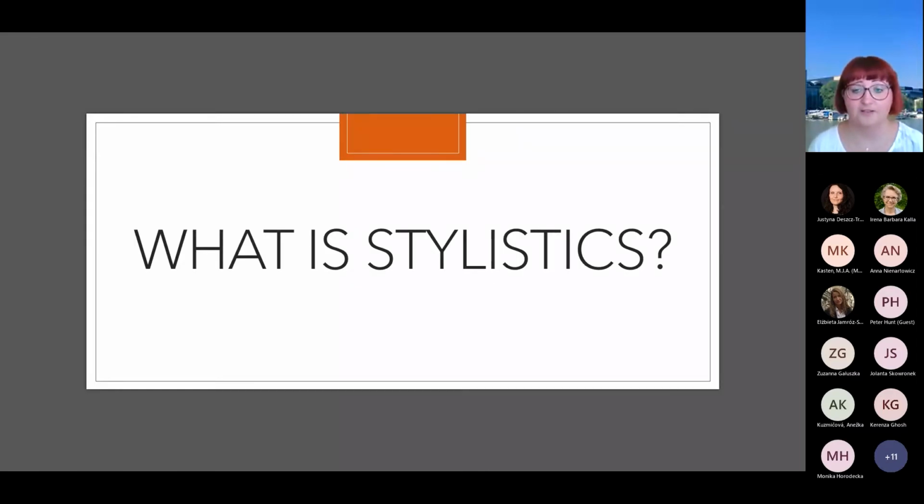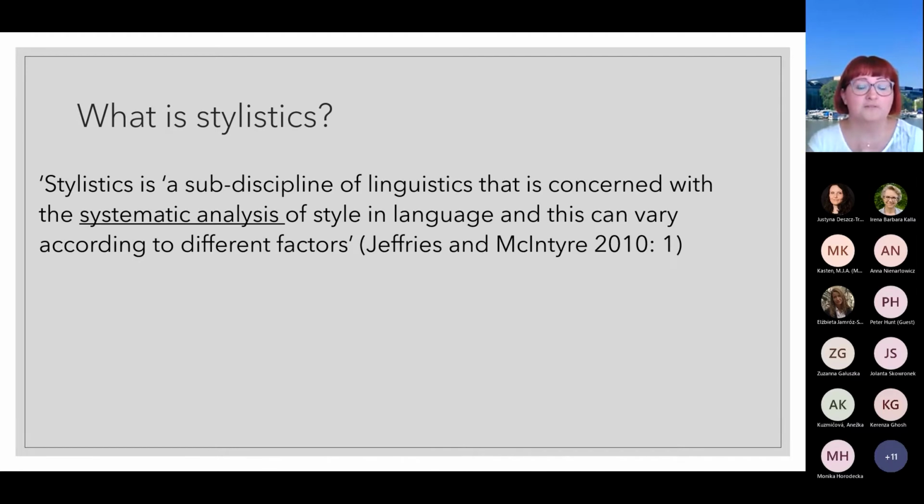What is stylistics? If you haven't heard of it, if you have, sorry for the repetition, but I can't assume that this is something you know. I think I only heard about it when I moved to England, so this was a new word to me. Stylistics can be called a subdiscipline of linguistics that is concerned with the systematic analysis of style in language. And this can vary according to different factors, usually different types of texts. A text could be a written text, a novel, a poem, but it could be a song lyric or a TV show or a film. So the keyword here is systematic analysis.